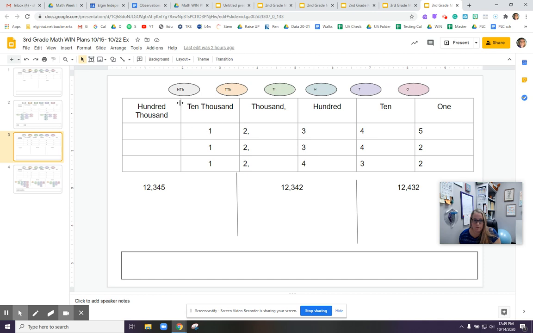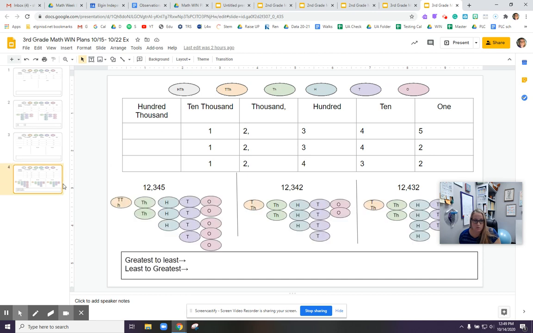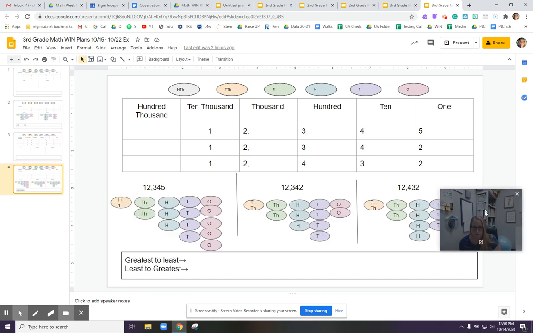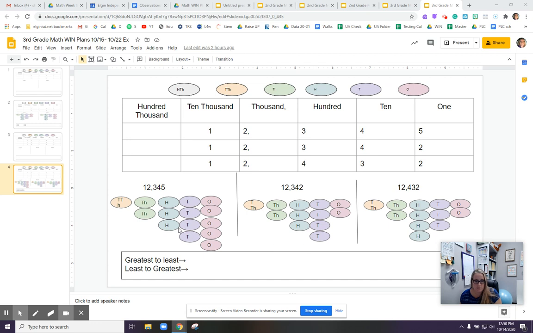When you order, the first thing you're going to do also is write the numbers in the place value chart. You are then going to model each one with your place value discs. And then you're going to write the numbers in order from greatest to least, and finally in order from least to greatest. I know you're going to do a great job.